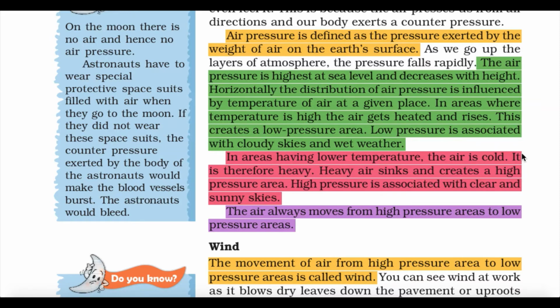Low pressure is associated with cloudy skies and wet weather. In areas having low temperature, the air is cold. It is therefore heavy. Heavy air sinks and creates a high pressure area. High pressure is associated with clear and sunny skies. The air always moves from high pressure areas to low pressure areas.